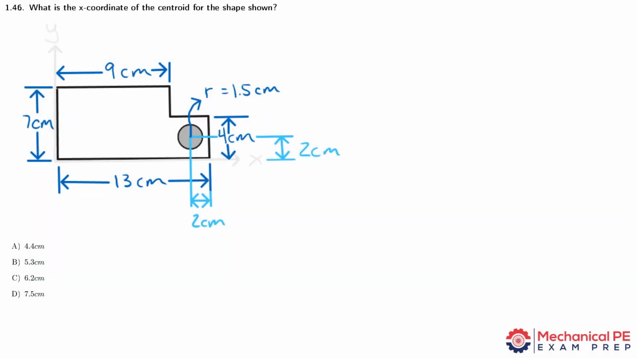What is the x-coordinate of the centroid for the shape shown? So the best way to find the centroid is to break the shape into components. So I'm going to break this into 3 components.